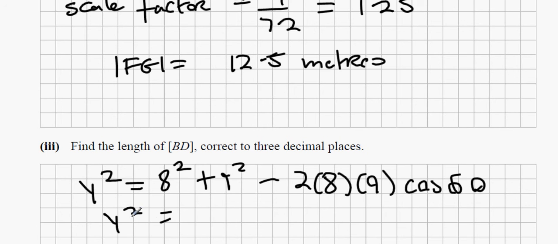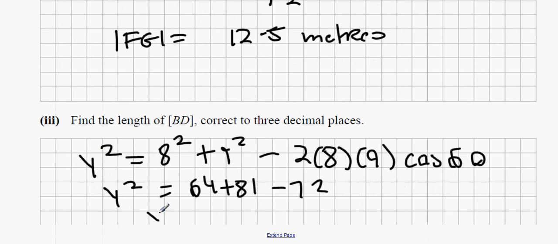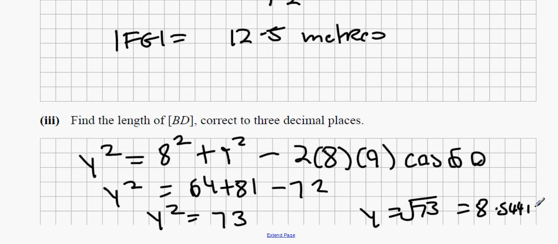You just want to put that directly into the calculator. Okay, and what we're going to get here is 64 plus 81. You can just put it directly into the calculator, to be honest. Minus 72. y squared will equal 73. And y therefore will equal the square root of 73, which is equal to 8.544 meters. Okay, next part.